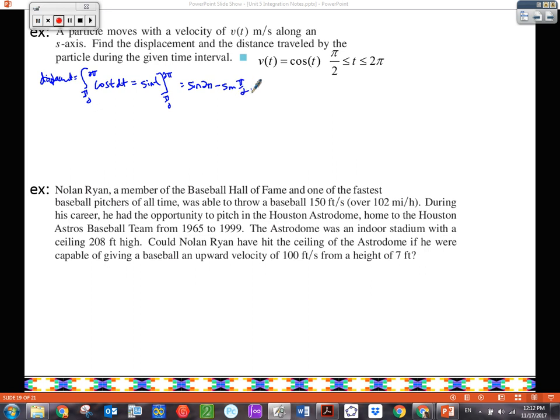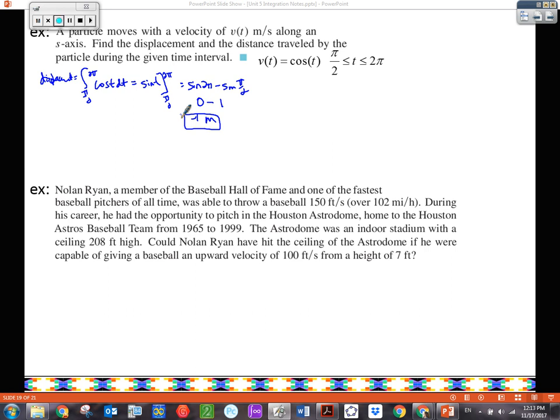Unit circle values, yay. Sine at 2 pi is 0, minus sine at pi over 2, which is 1. So our displacement is -1 meters. We're in meters, aren't we? Yeah, meters. So displacement can be negative. We talked about that before. That just means we are 1 meter backwards from where we started, 1 meter to the left if you're thinking of the coordinate plane. All right, that's displacement.